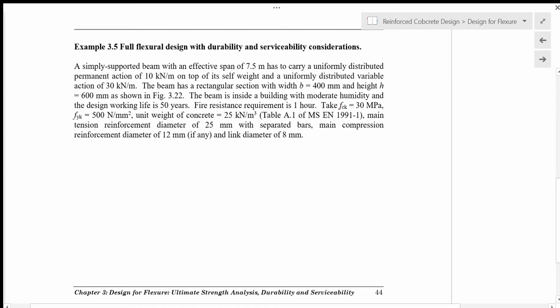Take concrete characteristic strength as 30 megapascal, reinforcing steel characteristic strength as 500 Newton per square millimeter, and unit weight of concrete as 25 kilonewton per cubic meter for reinforced concrete. And then take main tension reinforcement diameter as 25 mm with separated bars, and main compression reinforcement as 12 mm if any is required, and link diameter of 8 mm.